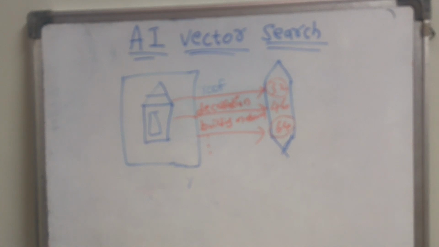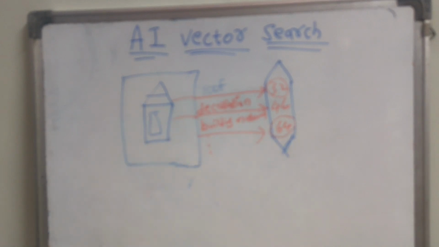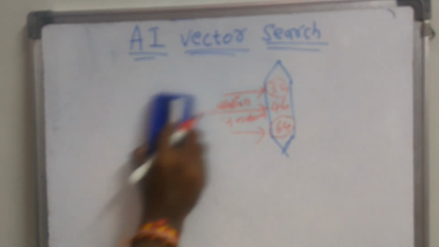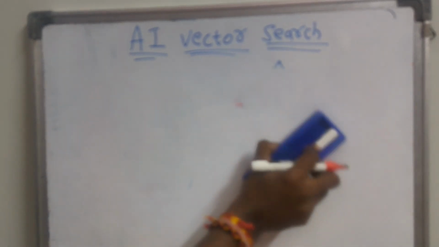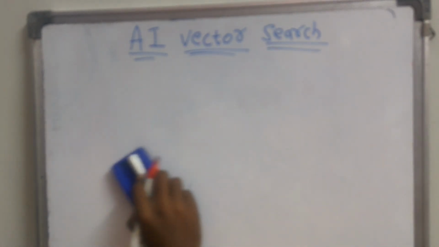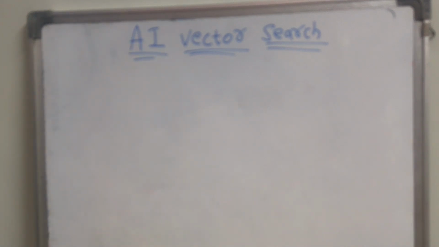So this is how it will represent the numerical format of the house vector representation. Now you are able to understand the vector conversion, like how unstructured data is converted to a numerical representation.